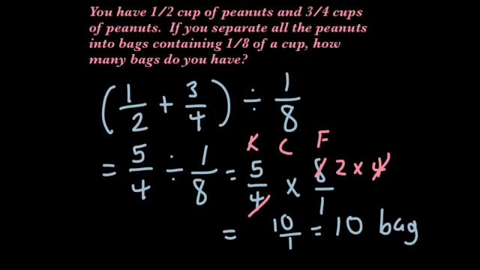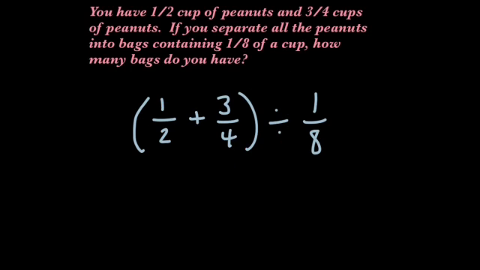Sorry. So, just to review, we started with this problem where we had 1/2 cup and 3/4 cup, and we had to do the addition first. It's in parentheses, that's why we've got to do that first. Then we separated all those peanuts into bags, each containing 1/8 of a cup, and we did our step for division. So that's a multi-step fraction problem. First we added, then we divided. Fantastic, folks. No more discussion about brains.